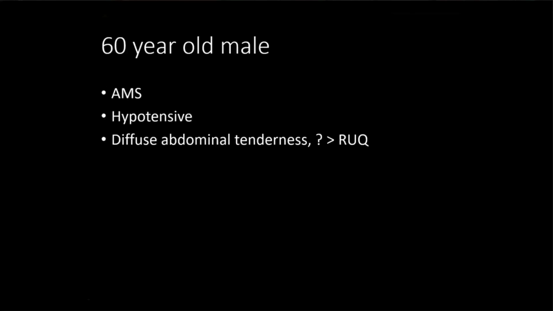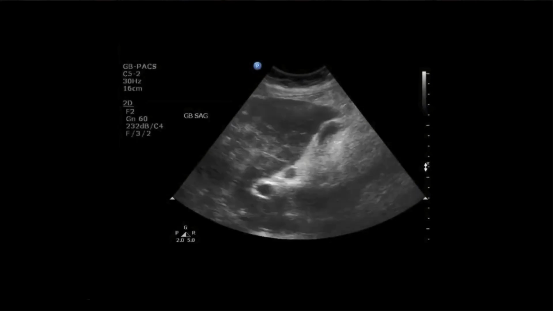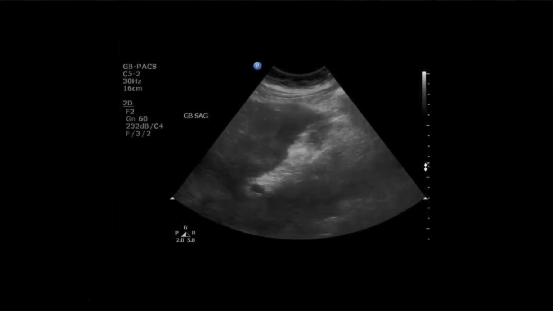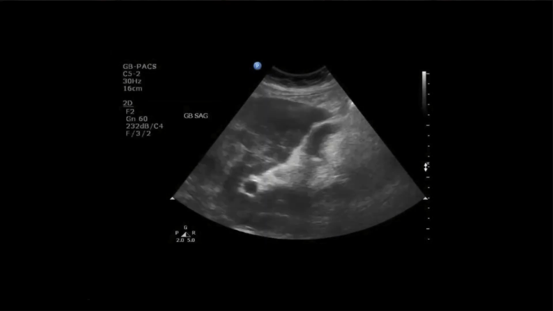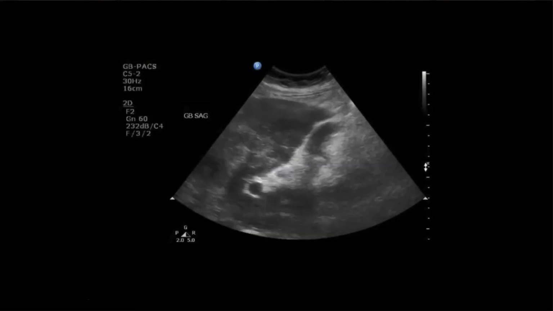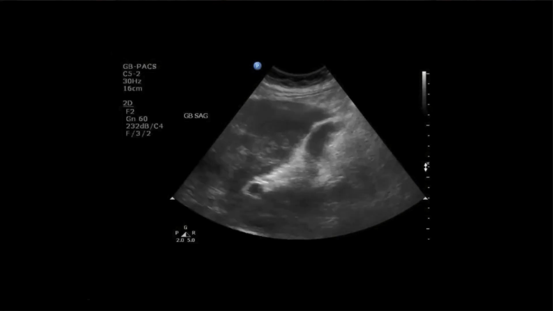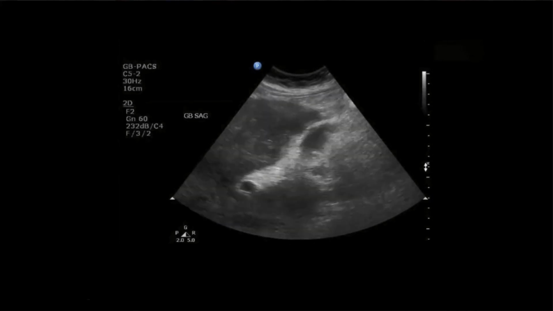So this is a 60-year-old male. He's hypotensive. He's got some diffuse abdominal tenderness. Maybe it's greater in the right upper quadrant. What do you think about this liver? I don't know. Is it kind of homogeneous or not homogeneous?